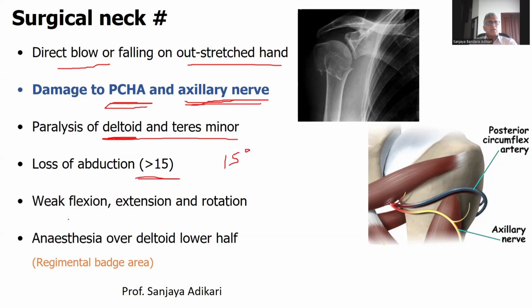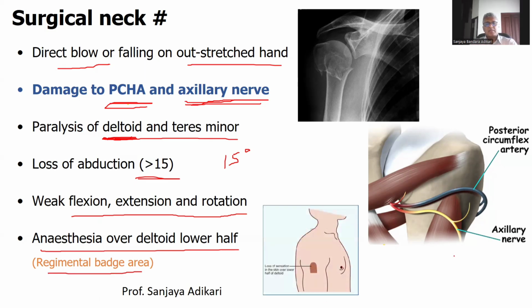Then, when it comes to flexion, extension, and rotation, in all three of these movements deltoid is involved because of its anterior, posterior, and middle fibers. So these movements could be weak, but there are other muscles that do it. It's not completely gone, but can be weak. Then, in axillary nerve damage, there will be anesthesia over the lower half of deltoid, which is called regimental badge area anesthesia. So, regimental badge area is something like this.